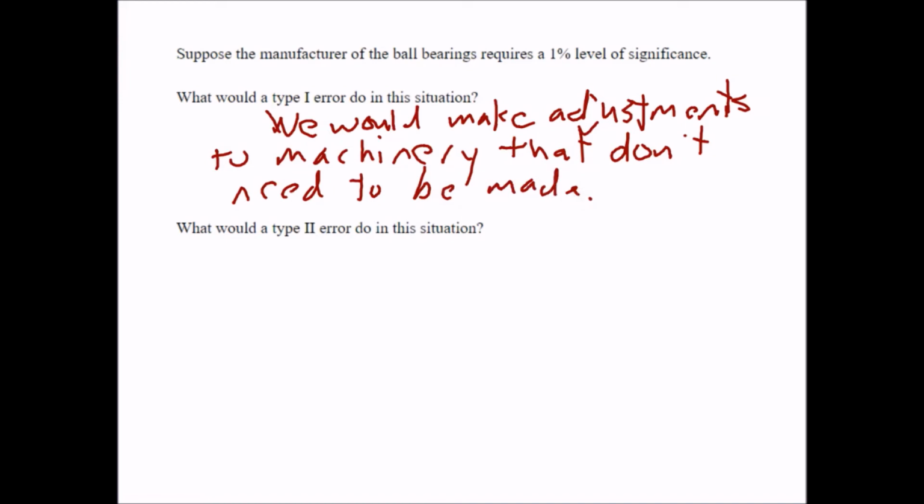If you're shutting down production to recalibrate machines when they don't necessarily have to be recalibrated, then you're slowing down your production and shipping and all that other stuff. Now, what if you make a type 2 error in this situation? That's where the diameter is actually different, but we're saying, yeah, the 6 millimeters is right.